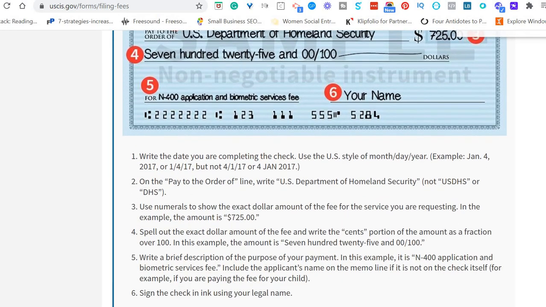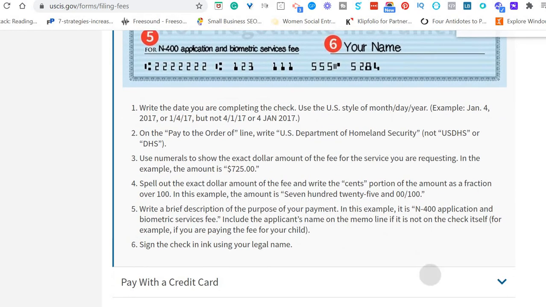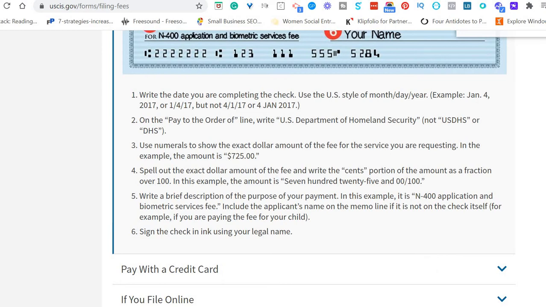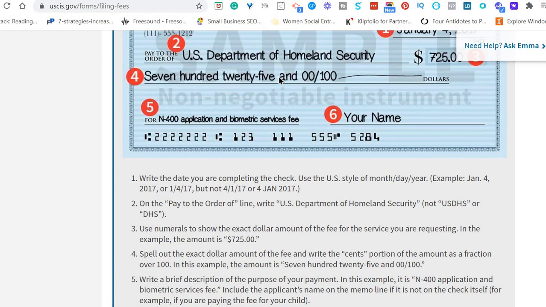Then write the date you are completing the check. Use the US style of month, day, year. On the pay to the order of line, write, okay. So basically the point is that you can write US as a shortcut for Department of Homeland Security, but you cannot write USDHS or DHS. So use numerals to show the exact dollar amount and spell out the exact dollar amount of the fee and write the cents portion of the amount. So this is the part here.